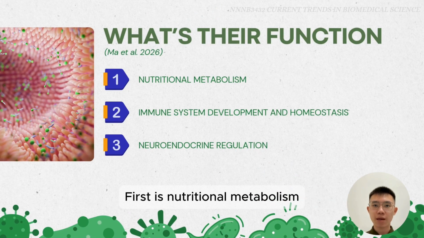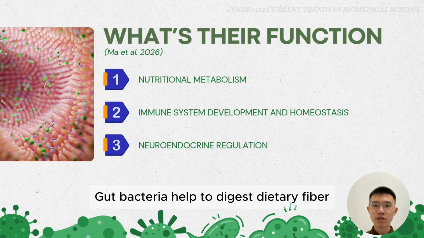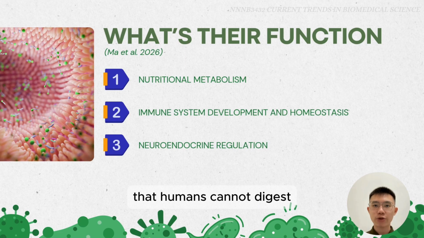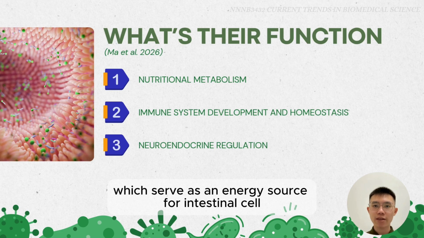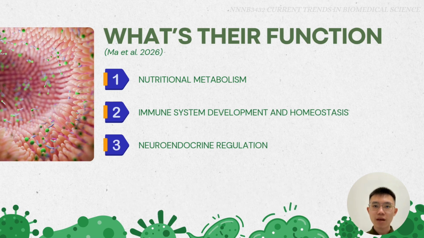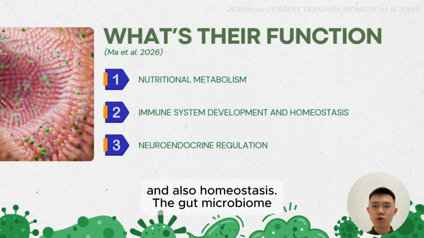First is nutritional metabolism. Gut bacteria help to digest dietary fiber that humans cannot digest on their own. During this process, they produce beneficial metabolites such as short-chain fatty acids, which serve as an energy source for intestinal cells. Second is immune system development and also homeostasis.